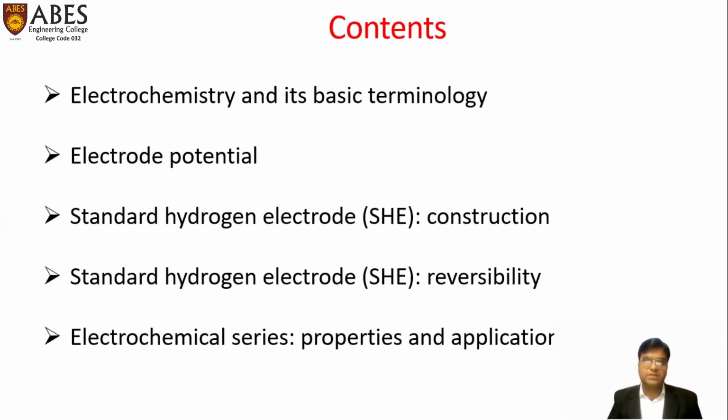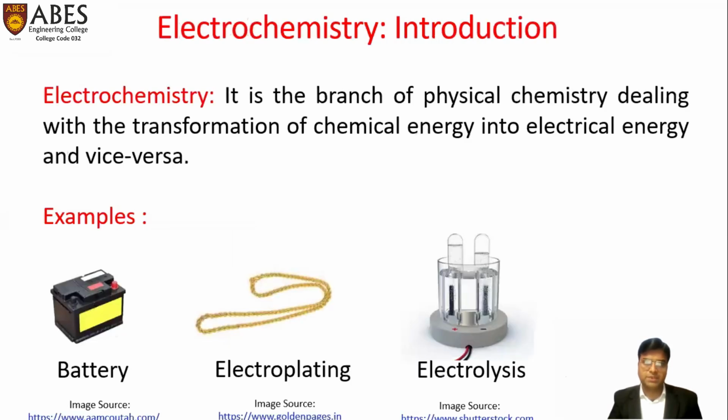So let us first define what electrochemistry is. Electrochemistry may be defined as the branch of physical chemistry dealing with the transformation of chemical energy into electrical energy and vice versa. On the slide, we can see three examples of applications of electrochemistry. The first one is an energy storage device, which is called a battery. It is frequently used in inverters, in automobiles, and also in electronic gadgets.